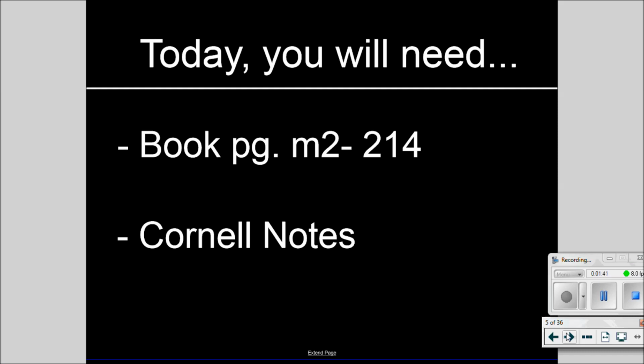You'll also need your Cornell Notes from the other day. We took a lot of notes on Monday, and we're going to use them. It doesn't make any sense to take notes and not look at them. So we're going to go back, revisit them, reread them, and look at some different things that are in our notes. I'm going to give you about 30 seconds here to get out what you need.